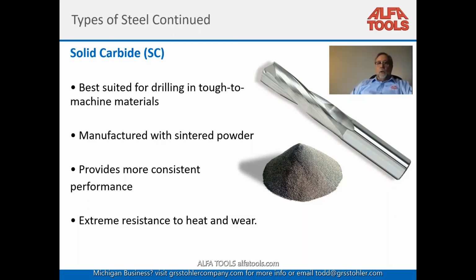So it's best suited for drilling in tougher to machine materials. If you can't drill it, for instance, if you tried to drill some H13 mold steel, which is already 62 Rockwell, how are you going to drill that with a drill that's the same hardness, 62, 64 Rockwell? You move to solid carbide and it's much harder.